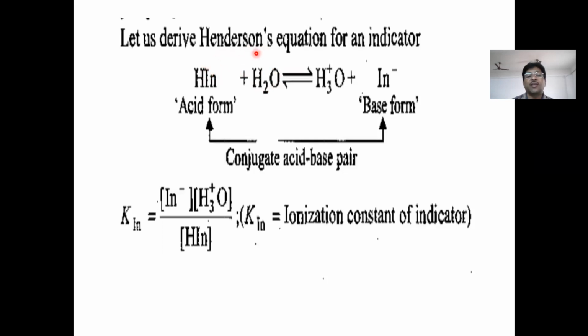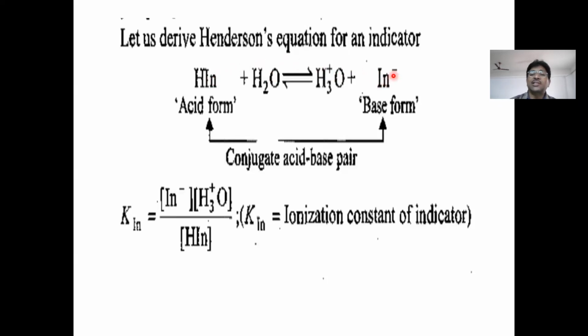The H plus will be taken by H2O. Now the oxygen of H2O has two lone pairs, and the lone pairs will accept H plus. That's why H2O acts as a proton acceptor. A proton acceptor is a Bronsted base. So H plus will transfer here like this. Now H2O becomes H3O plus, and the HIN molecule becomes IN minus.